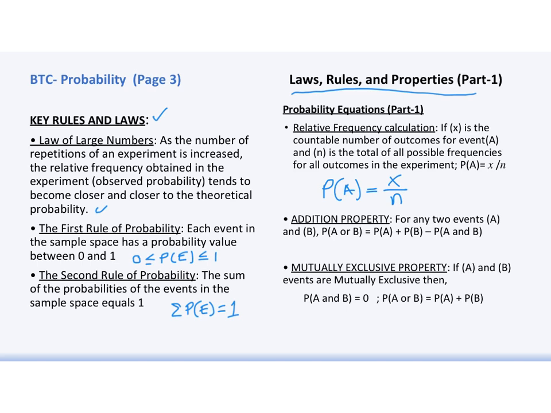The addition property. For any two events, A and B, we have the probability of A or B is equal to the probability of A plus the probability of B minus the probability of A and B. Mutually exclusive property. If A and B are events that are mutually exclusive, then the probability of A and B is 0. And we just have the probability of A or B to be just the probability of A plus the probability of B.